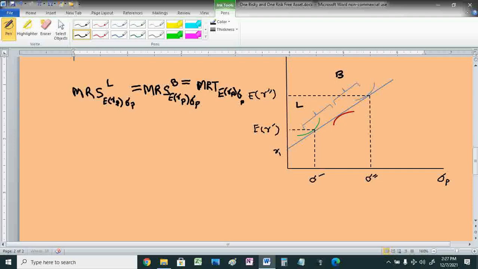Note that one thing is true for lenders and borrowers, and it is that for both of them the optimality conditions remain the same: the marginal rate of substitution for the lender must be equal to the marginal rate of transformation. Similarly, the marginal rate of substitution for the borrower should also be equal to the marginal rate of transformation. This means that this entire equation must be satisfied: marginal rate of substitution for lender equals marginal rate of substitution for borrower equals marginal rate of transformation.